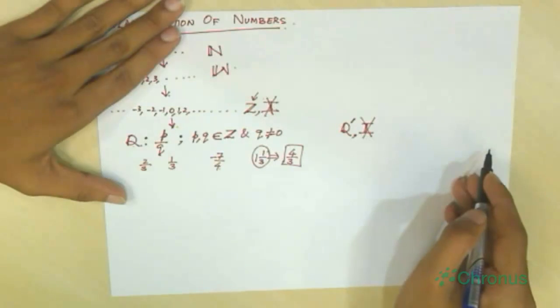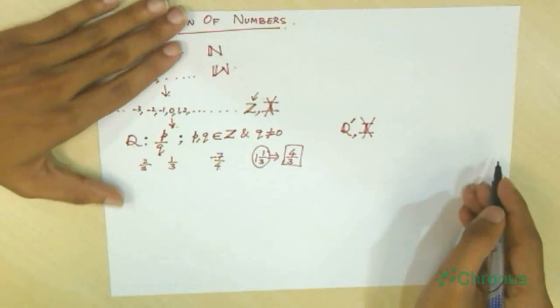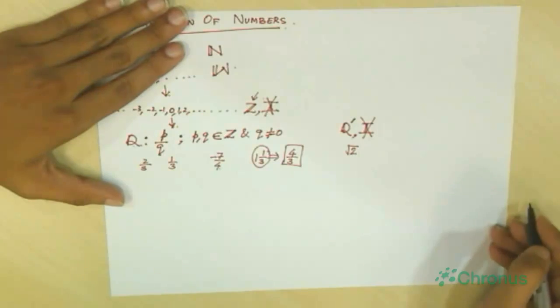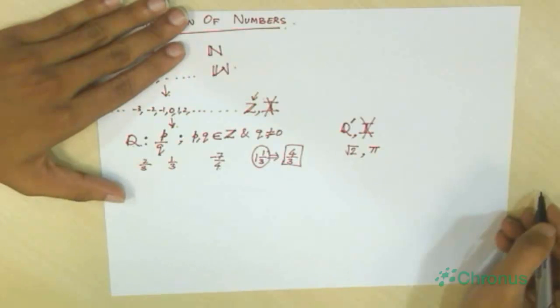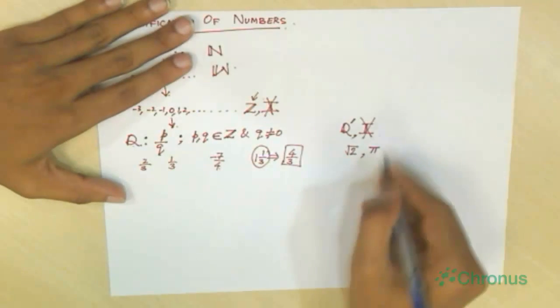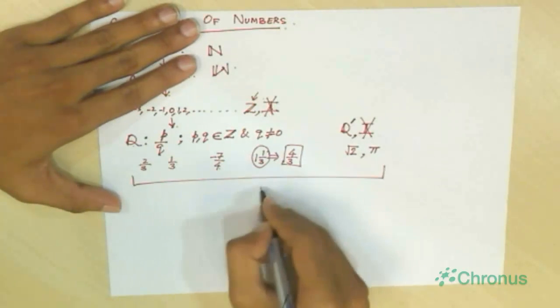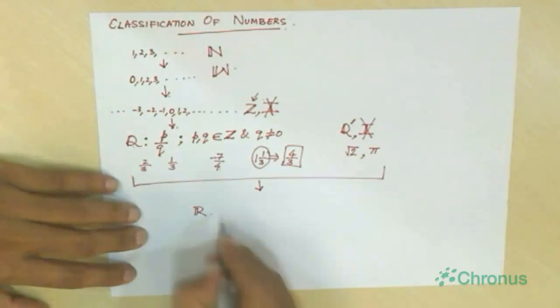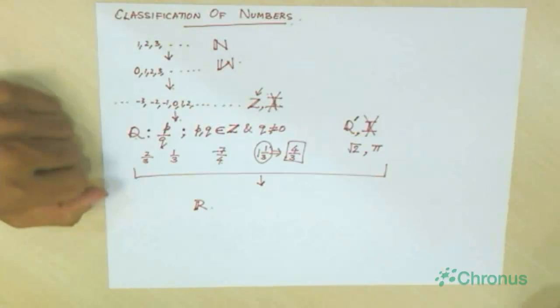Irrational numbers are a set of numbers which cannot be represented in the form p by q. So for example, say root 2. It cannot be expressed in the form p by q. And the number pi, that also cannot be expressed in the form p by q. So these are irrational numbers. And rational and irrational numbers put together are called real numbers. So the set of real numbers is all the numbers which can be represented on the real number line.